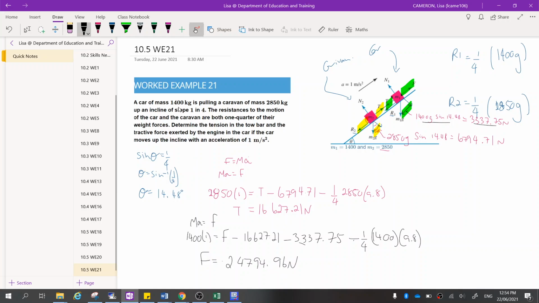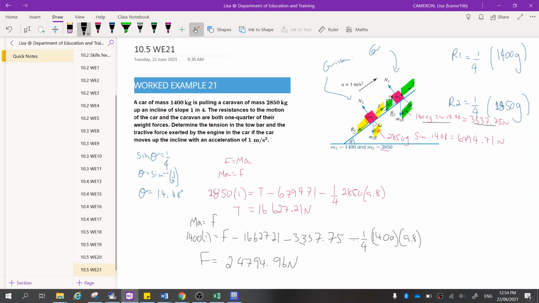But a car with a mass of 1,400 kilograms is pulling a caravan with a mass of 2,850 kilograms up a slope of 1 in 4. Now, as soon as I see that, I know that means that sine theta equals 1/4, which means that our angle we're working with is 14.48 degrees. The resistance to the motion of the car and the caravan are both 1/4 of their weight forces. So over here, I've worked out 1/4 of the car's weight resistance force, and I've worked out 1/4 of the weight resistance force for the caravan so that I have how much it's pulling back by.